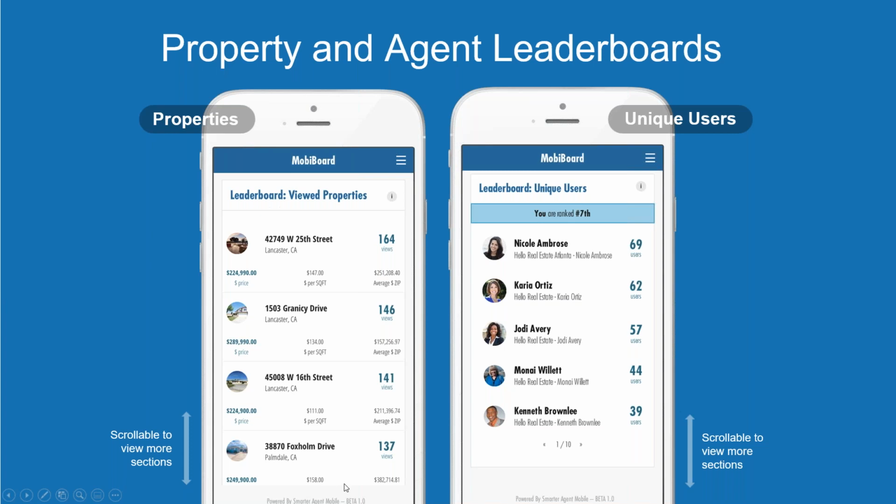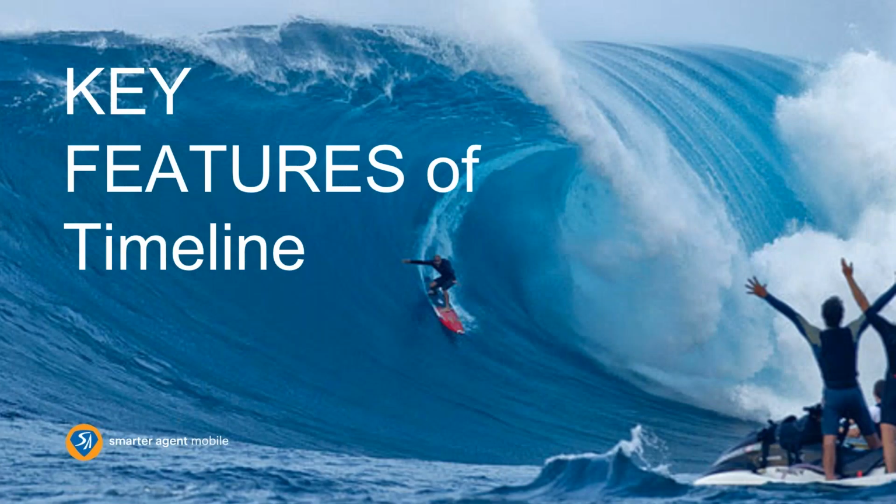Okay, so that is Moby board. Let's now move into timeline. Timeline is where we can see real-time activity as it's occurring in our app. And it's presented to us almost kind of like a Facebook news feed, where the new information comes in at the top and then it pushes the older information down.